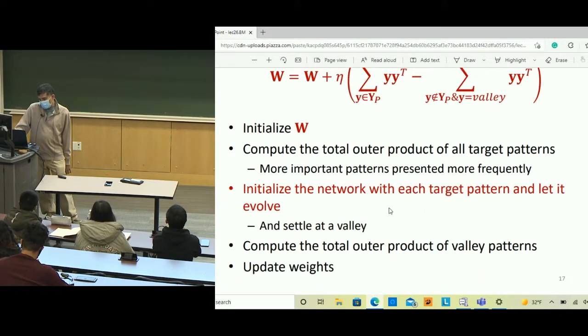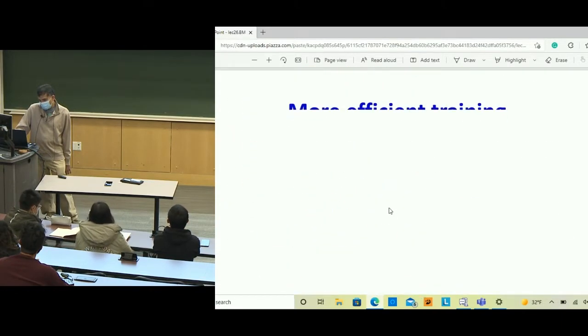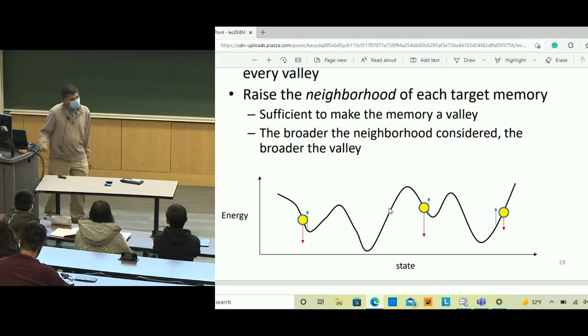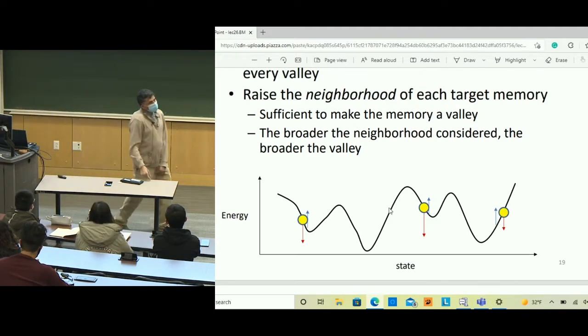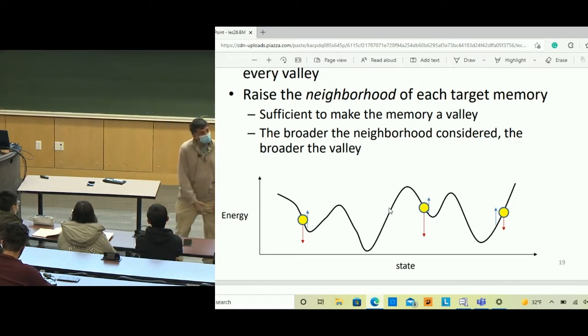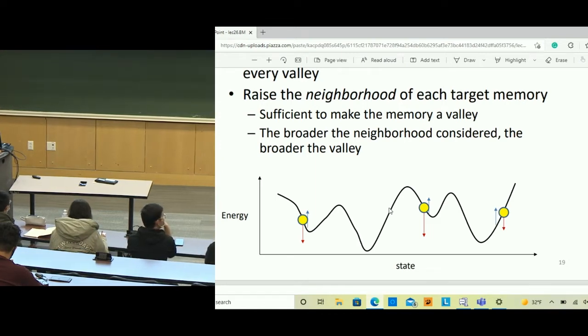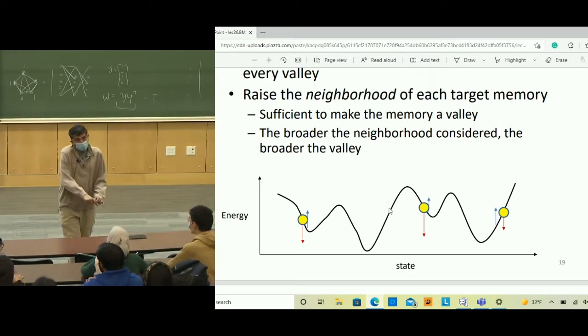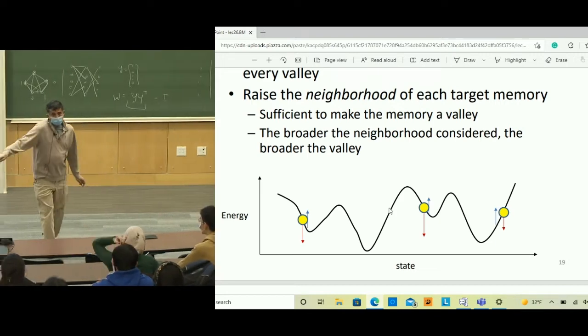And then we went one step further and said, you don't need to actually let the thing evolve all the way to the bottom. You could just start the network at the points that you want to remember. Let it evolve for a small number of steps. That's going to give you a relatively small bowl around that data point.